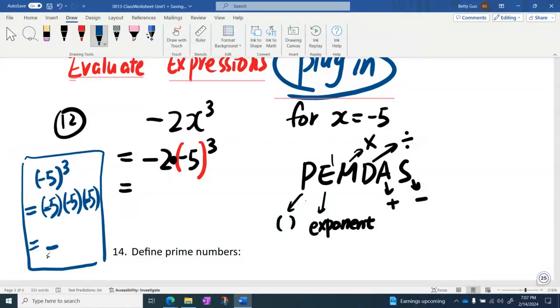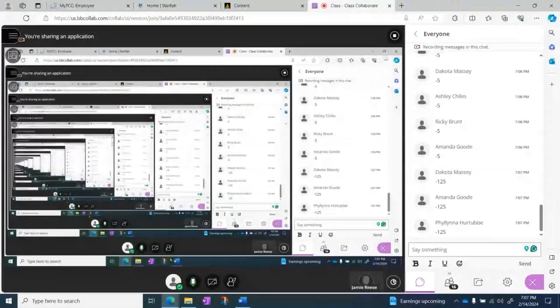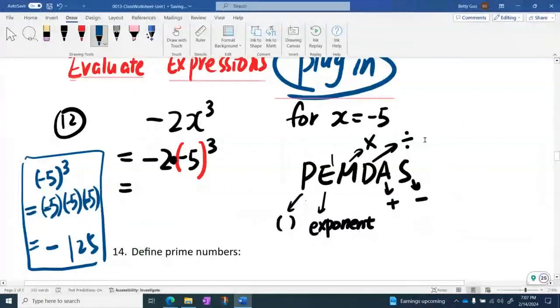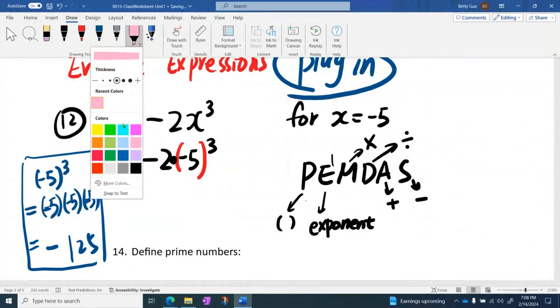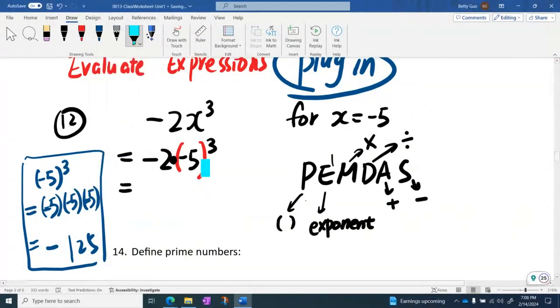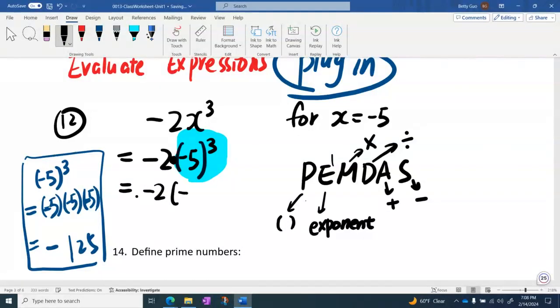Negative times negative is a positive, and then positive times negative is negative, and then 5 times 5 times 5. Do you have negative 125? Thank you. Awesome, guys. Very good. So the exponentiation part, let me use a different color, is negative 125. Let's put it back. So we have 92 times negative 125, right? You see, I never rush, and I only do one step at a time.